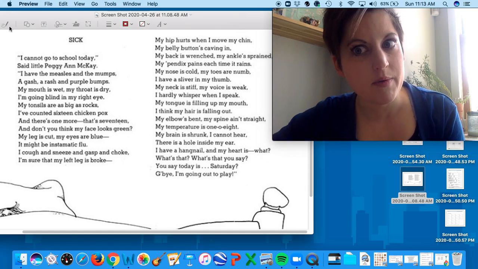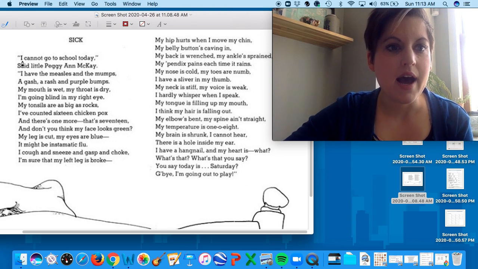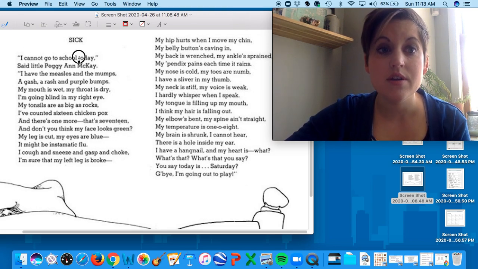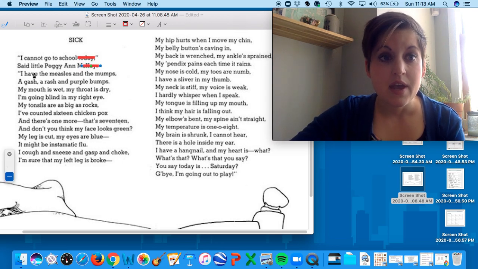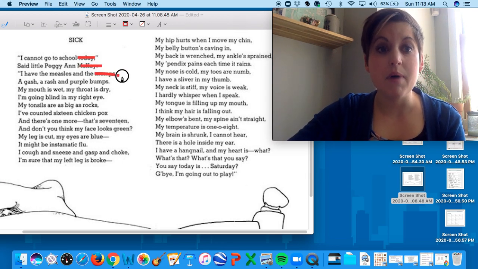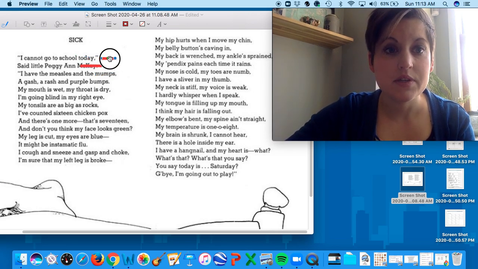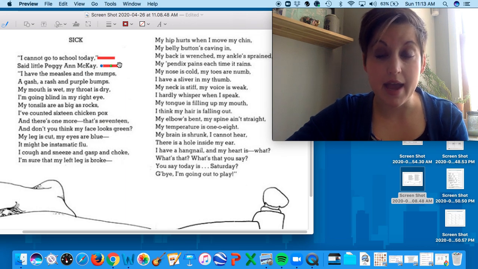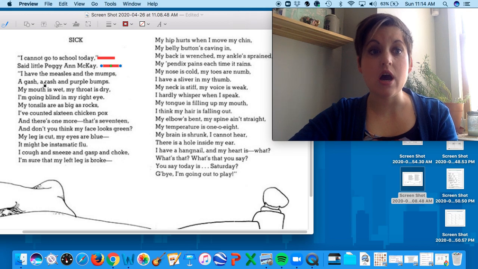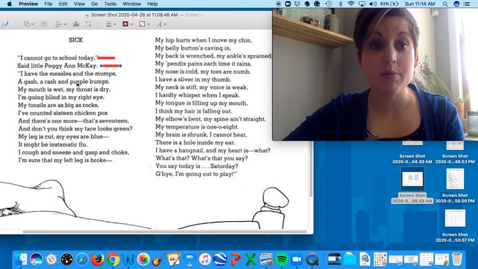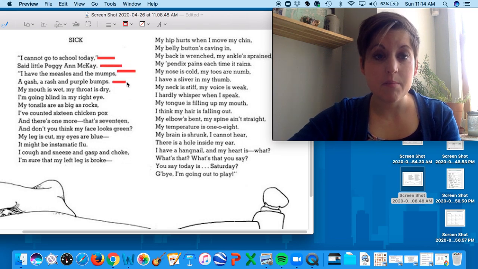Now, remember, our rhyming words are usually at the end of our lines. So we have, I cannot go to school today, said little Peggy Ann McKay. I have the measles and the mumps. So let's go back and quickly think about today, McKay. I have the measles and mumps, a gash, a rash, and purple bumps. So mumps and bumps rhyme.